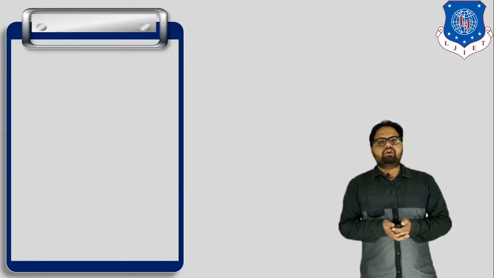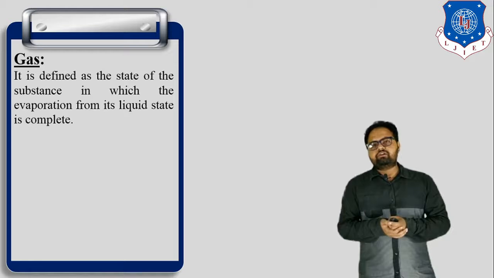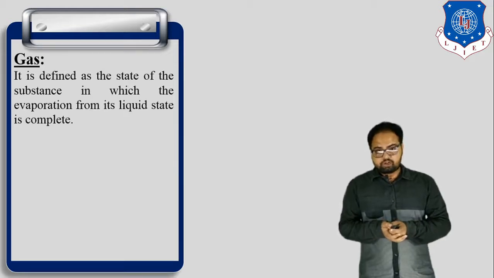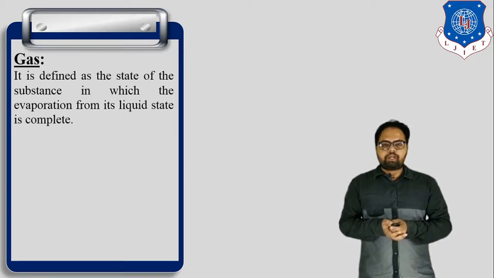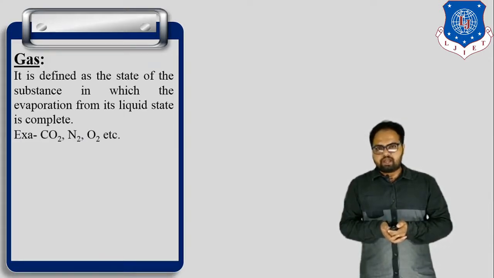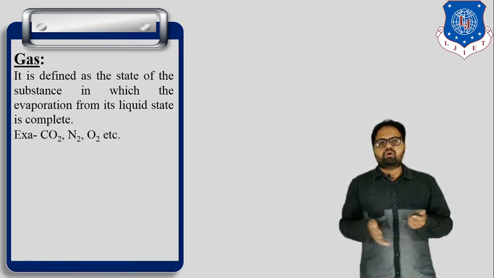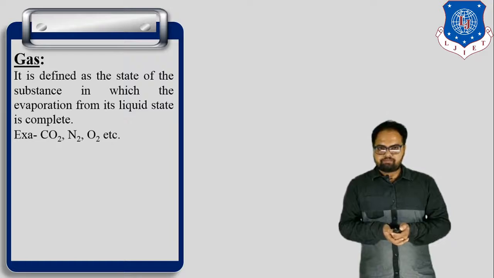Next is gas. So what is gas? Dear students, gas is defined as the state of the substance in which evaporation from its liquid state is completed. Examples of gas are carbon dioxide, oxygen, nitrogen, carbon monoxide. These are all examples of gas.